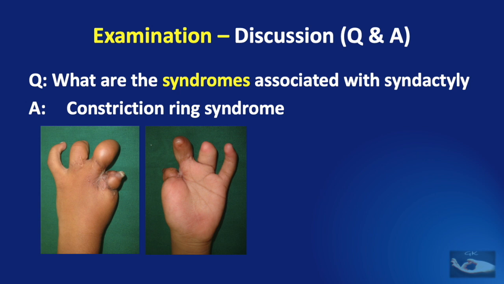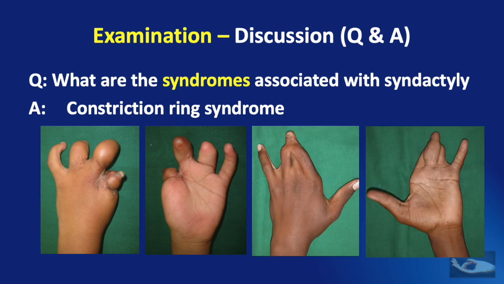In this example, you can see the constriction ring, the distal lymphedema, the amputation that has occurred, and the acrosyndactyly that has occurred, that is fusion of the distal portions of the finger.